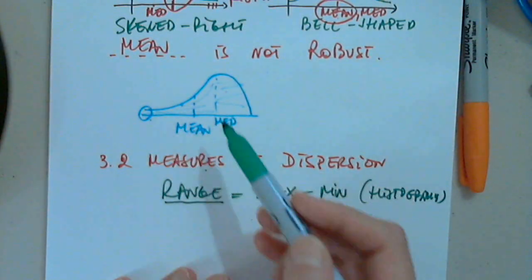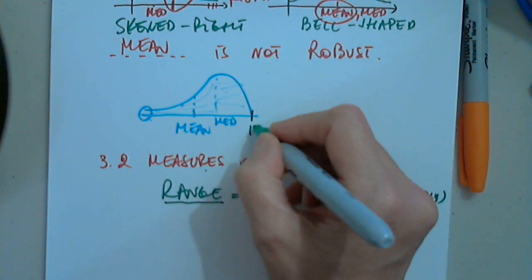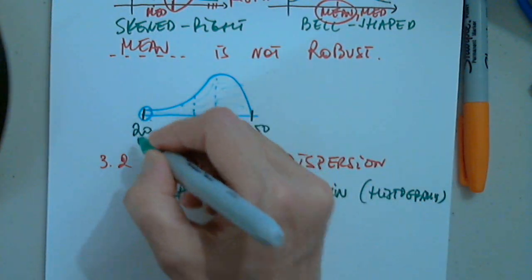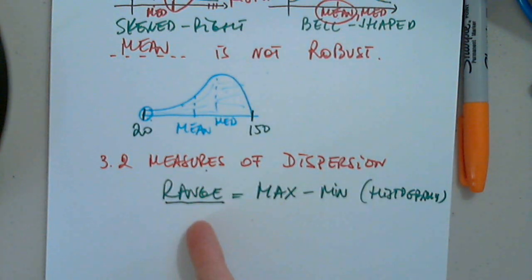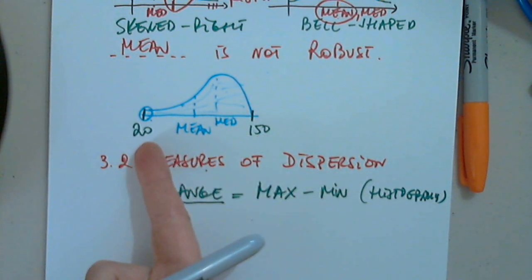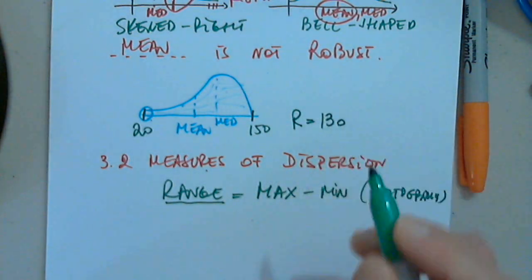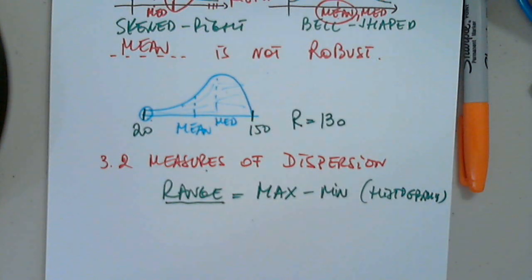So since I have an example right here, let's say if this is 150 and this is 20, for this example, the range will be 150 minus 20. If this is the maximum and this is the minimum, then the range will be 130. So there is nothing much to explain here.